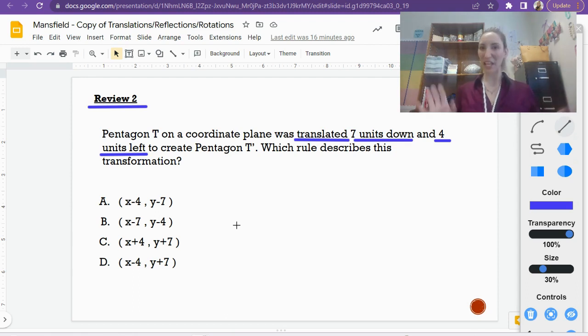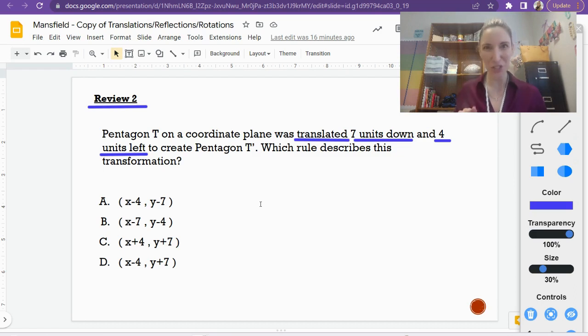So here we go. But anyway, it was moved to create pentagon T prime. Which rule describes this transformation? Okay, so here we go. Let's try. If it says it was translated 7 units down, the one that moves up and down, that's our Y. It started talking about the Y.